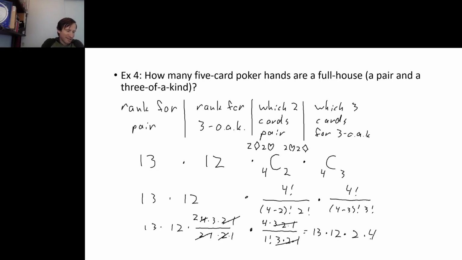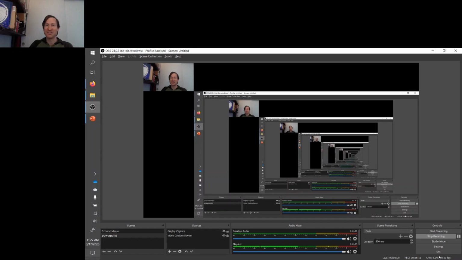And then we can do that calculation. So 13 times 12 times 2 times 4. That's 1,248 possible full houses. This might seem like a lot, but remember, there are millions and millions of possible 5-card hands, and only 1,248 of them are full houses, so pretty rare.